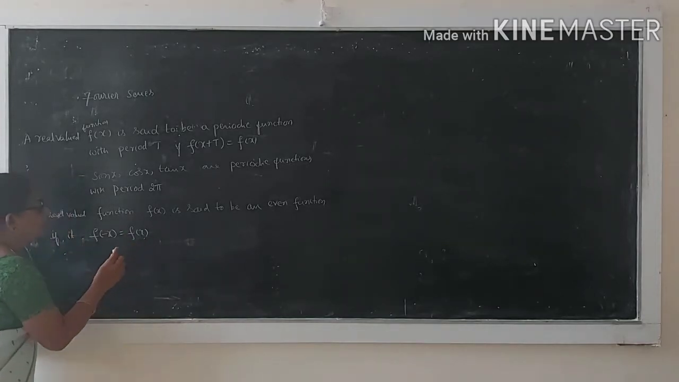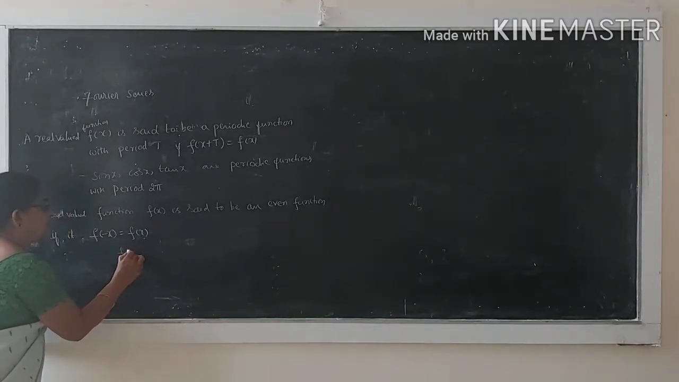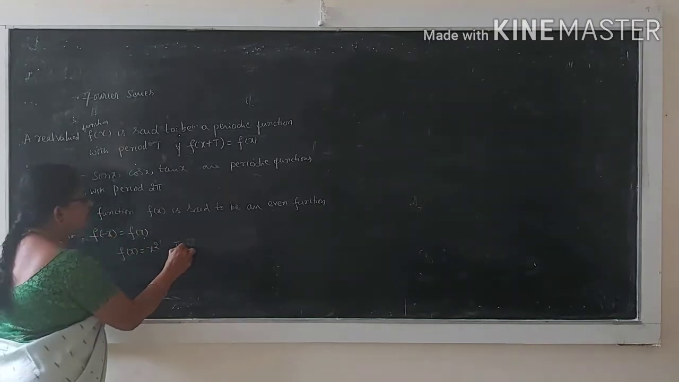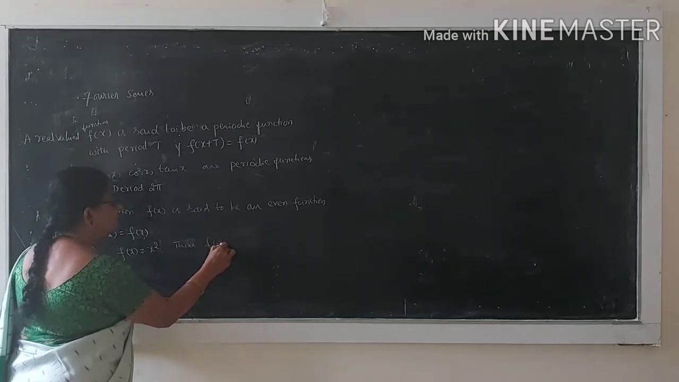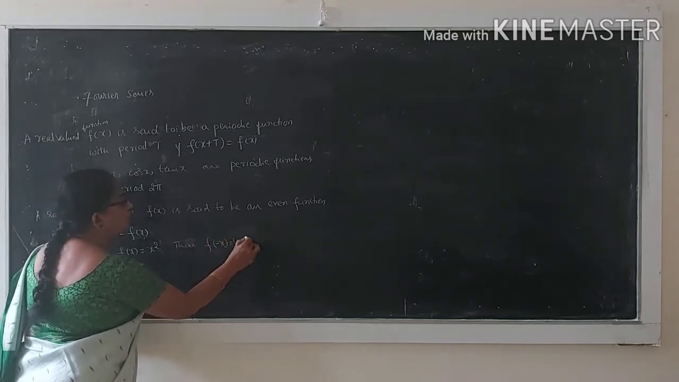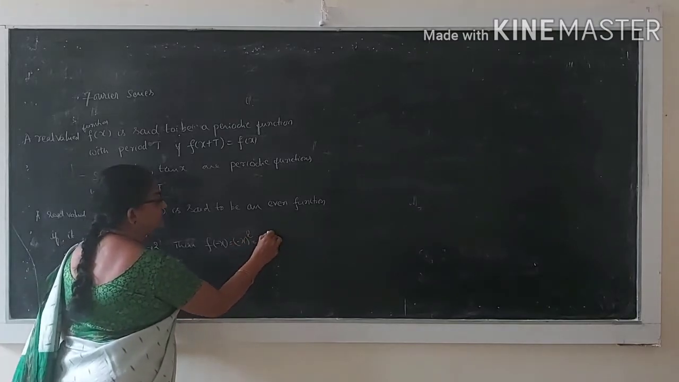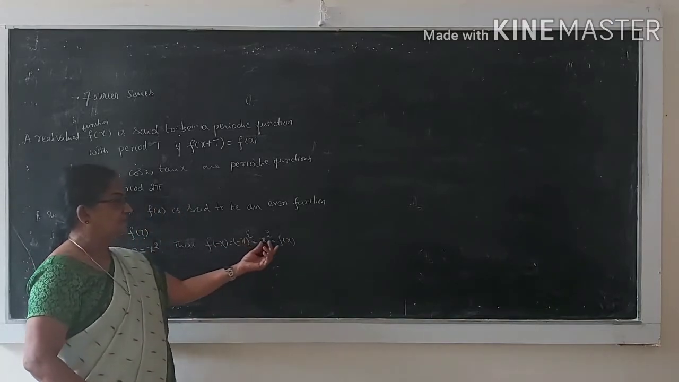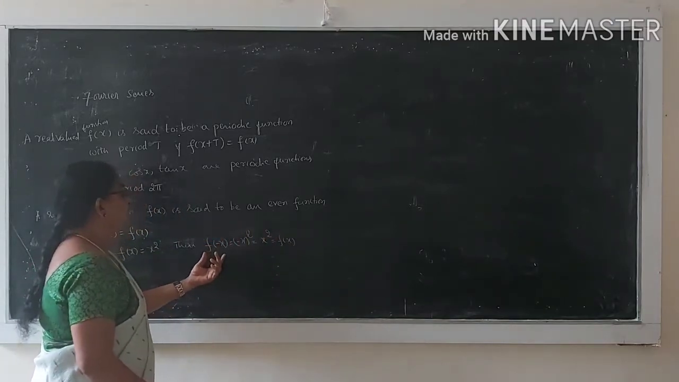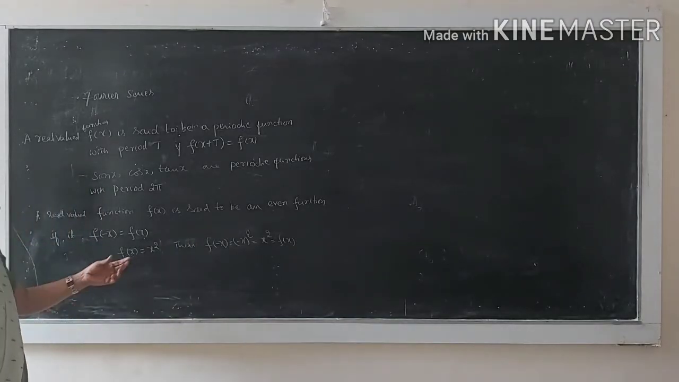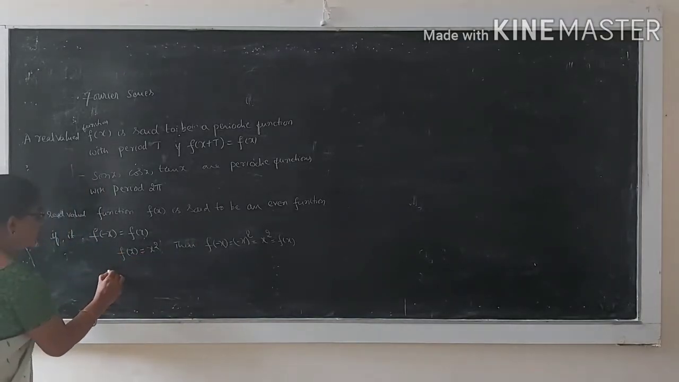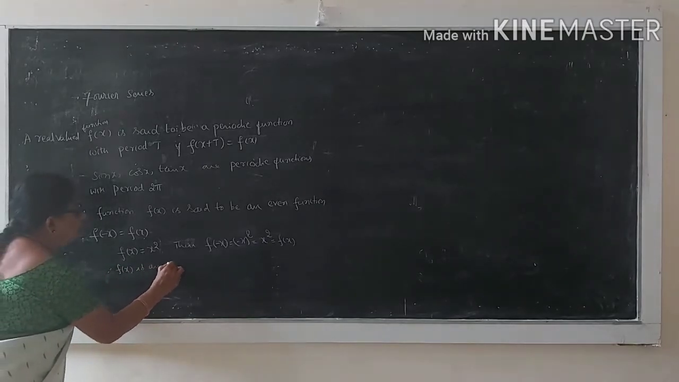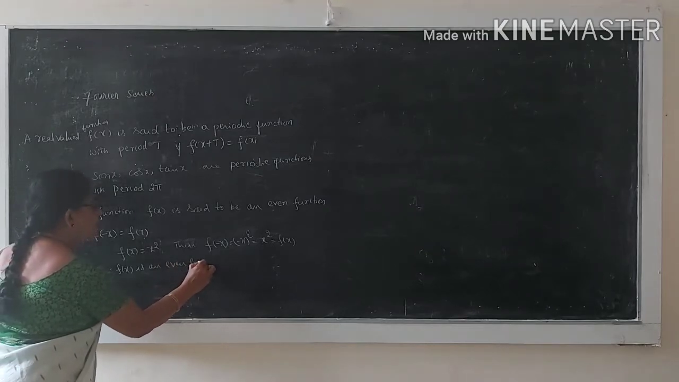Now consider this example. If f of x is equal to x square, then if you replace x by minus x, you will get minus x whole square, which is x square itself, which is nothing but f of x. Therefore, f of minus x is equal to f of x. Therefore, x square is an even function.